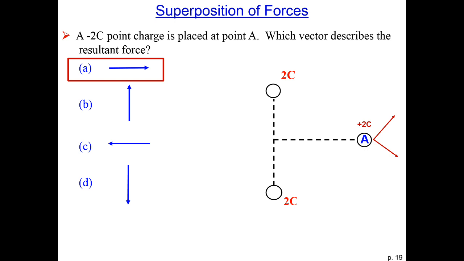Notice if we change the question and we made our charges -2C instead of +2C, then the force will point to the left. Also, we can change the charges on the fixed charges. If we change one to -2C and leave the other at +2C, what then happens? Well, the positive charge will have a force component pointing towards the negative charge and away from the positive charge. So then the force will point up or down depending on the arrangement of the positive and negative charges.